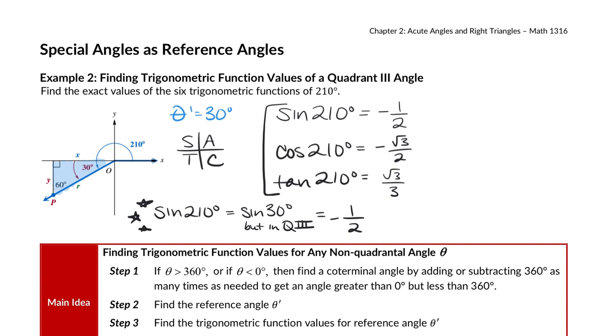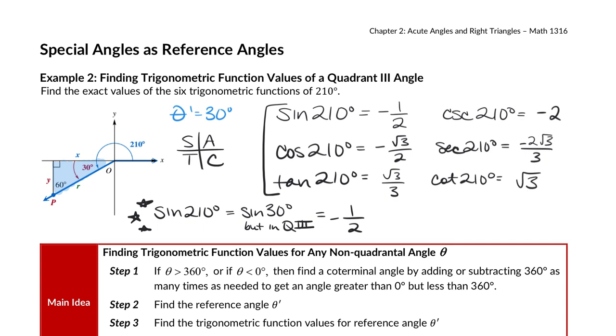Now, of course, doing cosecant and secant, all we have to do is flip the value we have for sine of 210 for cosecant, which means this is negative 2. We flip the value for cosine of 210, which would be negative 2 square root of 3 over 3, once we rationalize that denominator. And then cotangent of 210 degrees will be positive square root 3, because it would be 3 square root 3 over 3, and the 3's cancel.